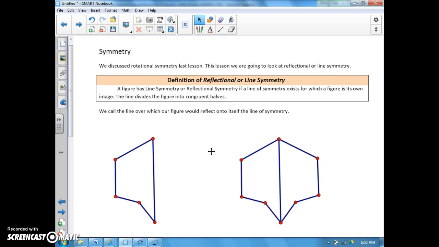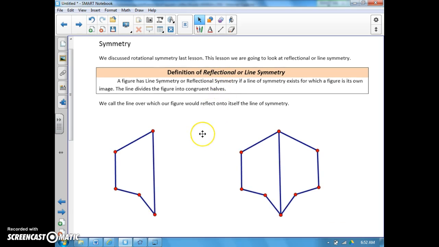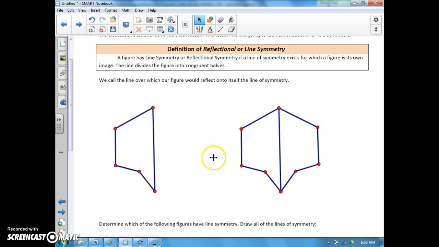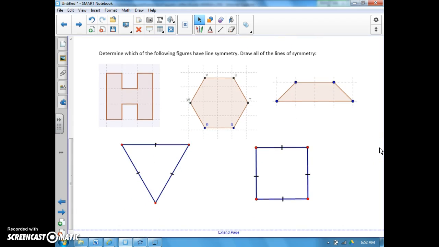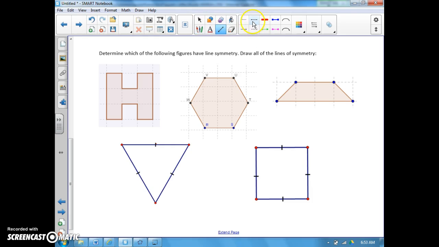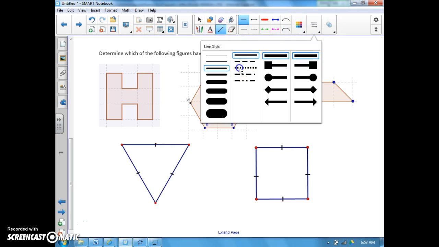All right, now let's talk about symmetry. Reflectional or line symmetry is a type of symmetry that you are all very, very familiar with. It simply means that we can draw a line somewhere on our figure where that figure would reflect onto itself. So looking here, this figure has line symmetry here because we were able to reflect this half onto itself over here. Now, let's take a look at these figures and see if they have line symmetry. And we're going to draw in the lines as we find them.